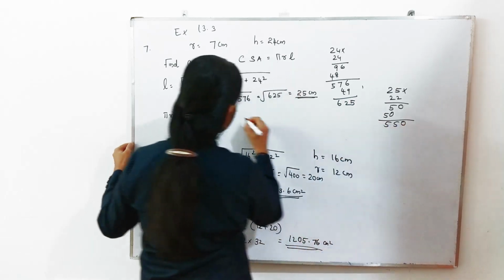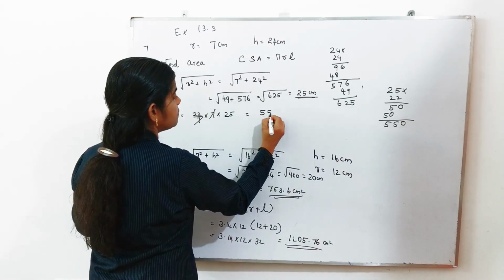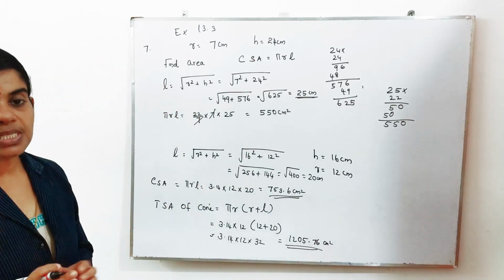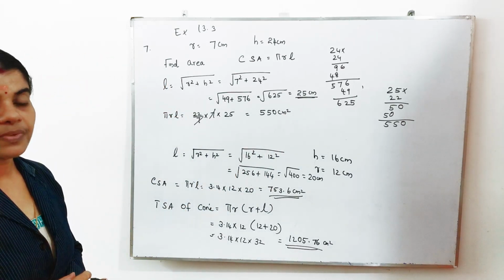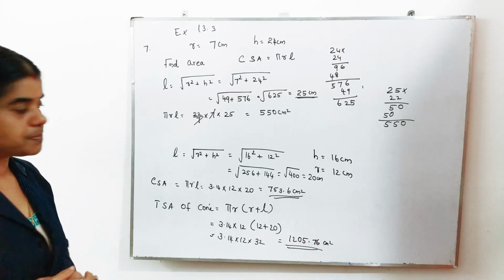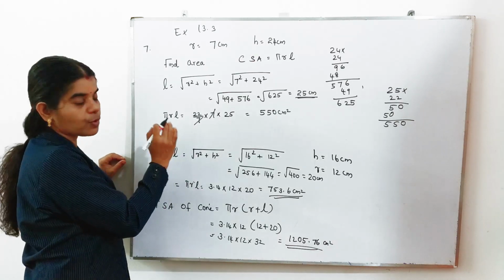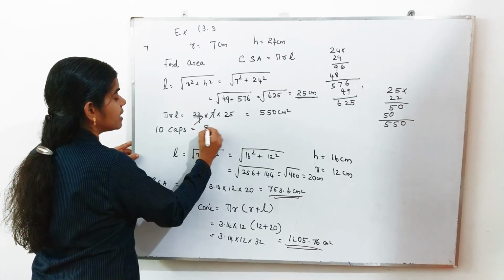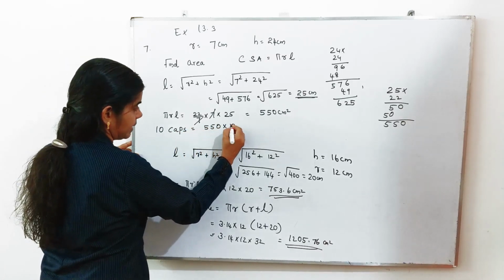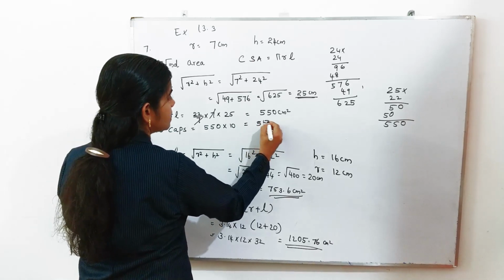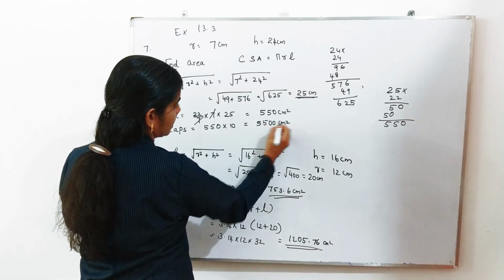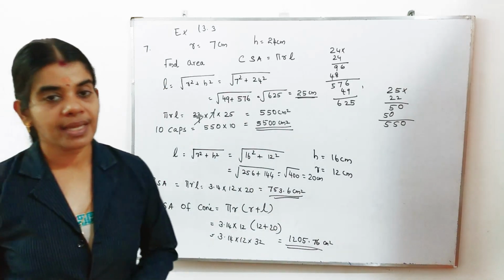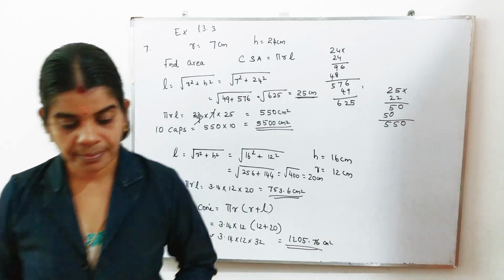That is equal to 550. 550 centimeter square is the area of the sheet required to make one cap. We are making 10 such caps. Then the area required for making 10 caps is equal to 550 into 10, that is equal to 5500 centimeter square. This will be the area of the sheet required for making 10 such caps.